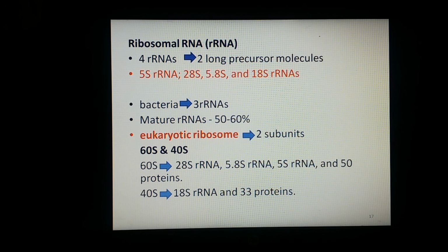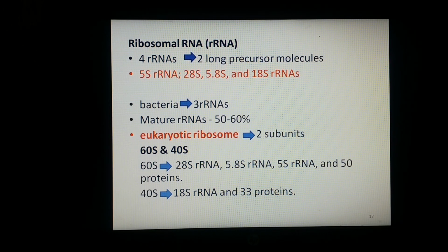So there are 4 ribosomal RNAs in eukaryotes, and these 4 ribosomal RNAs are first transcribed as 2 long precursor molecules. One of these precursor molecules is processed into 5S ribosomal RNA, and the other one spans the 28S, 5.8S and 18S ribosomal RNAs. Then the enzyme cleaves the precursor into subunits corresponding to each ribosomal RNA.